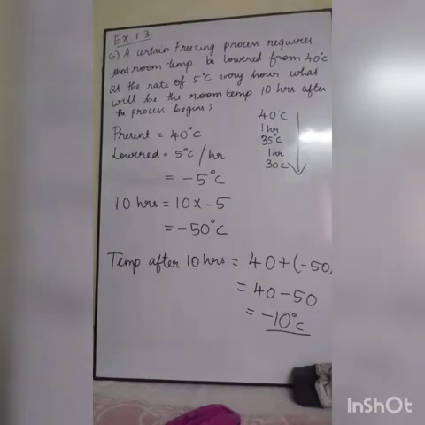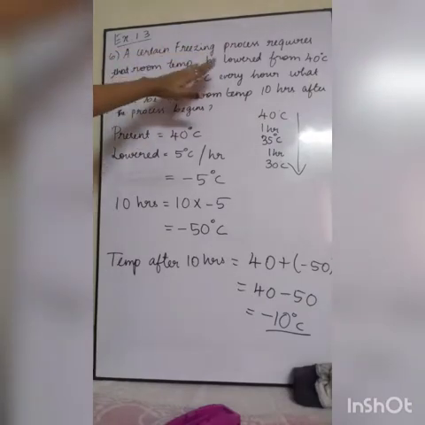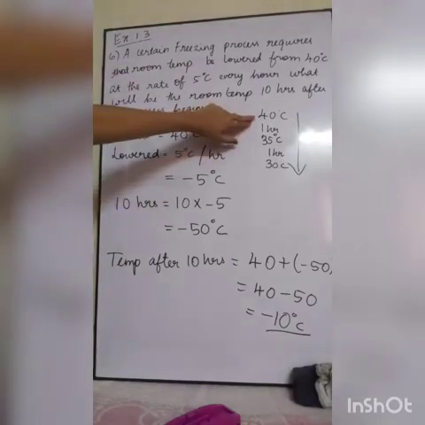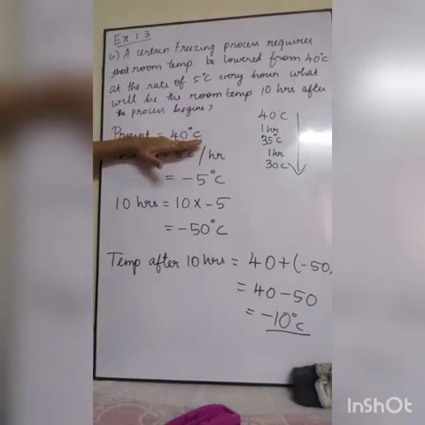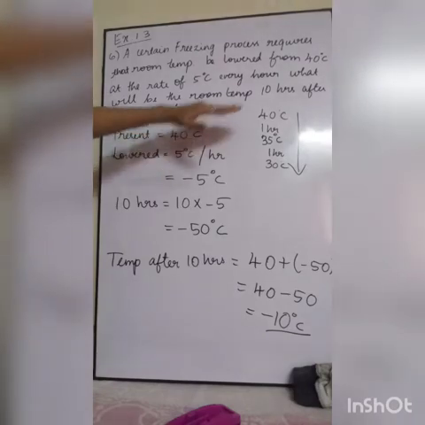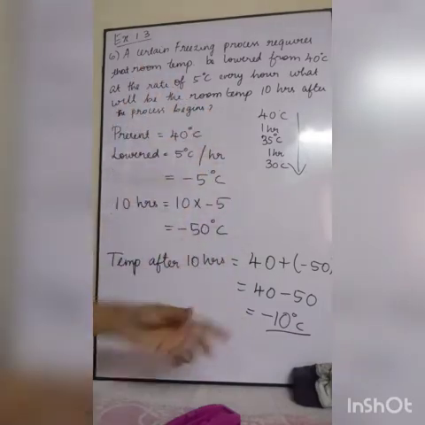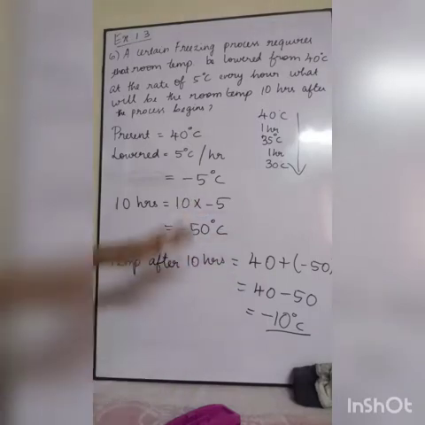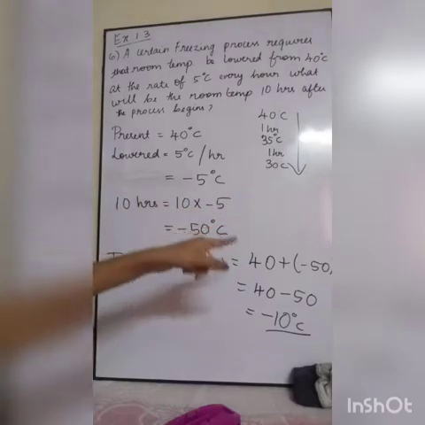Listen carefully. A certain freezing process requires the room temperature to be lowered from 40 degrees Celsius. So our room has a temperature of 40 degrees Celsius. That's why I told you the present room temperature is 40 degrees Celsius. Then it is lowering. How is it lowering? For each hour 5 degrees it is reducing, next hour 5 degrees, like that. So I am saying 5 degrees Celsius per hour.